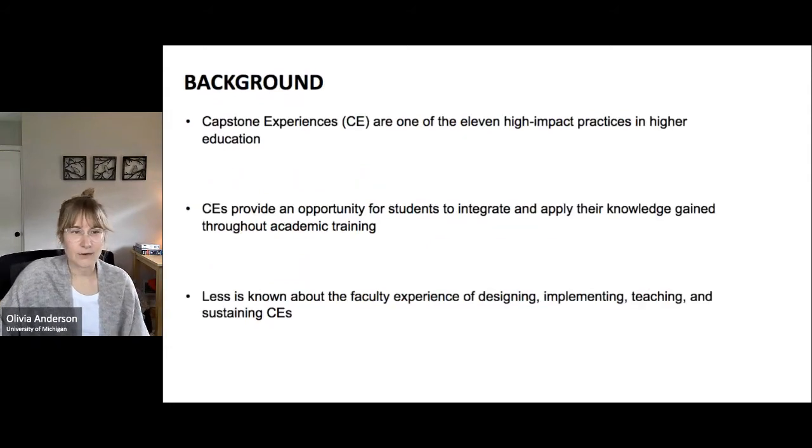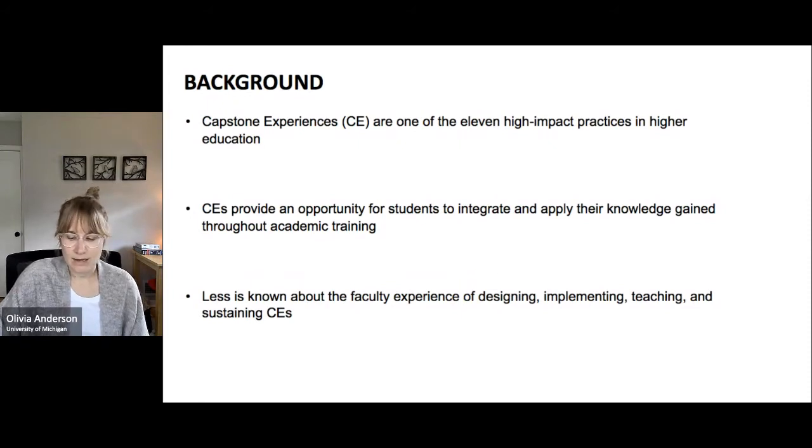This work is focused on exploring capstone experiences from the faculty perspective. Capstone experiences are identified as one of the high impact practices, indicating that capstones allow students to be actively engaged in the learning process. Capstones in particular are meant for students to integrate the knowledge that they've accumulated over the course of their training. Ultimately, it will culminate into some sort of product that they will be able to show.